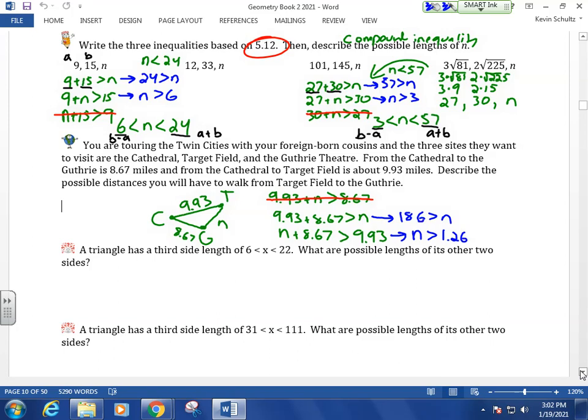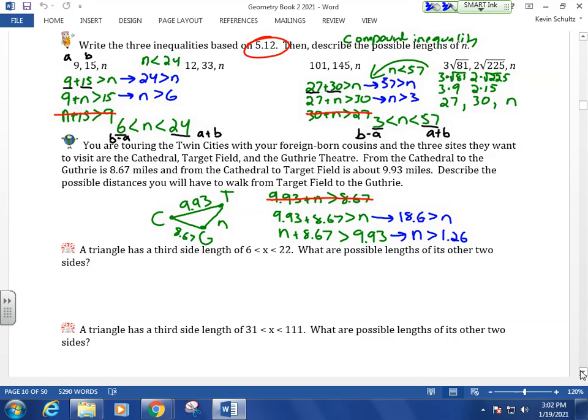I didn't have my Wheaties for breakfast today, so I'm just going to save myself the embarrassment of doing the rest of it wrong and just double check on the old calculator. 8 minus 8.67. Oh, 1.26. Oh, good. And then 9.93 plus 8.67. 18.6. Oh, good. Okay. Math is correct.